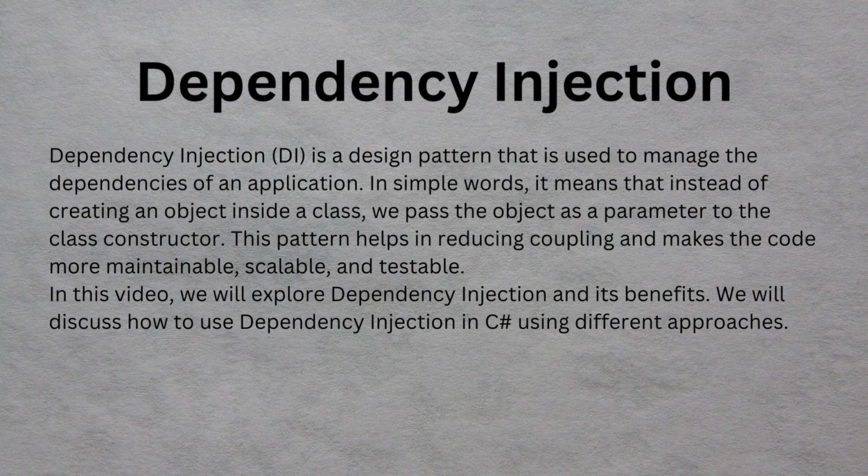Dependency injection, DI, is a design pattern that is used to manage the dependencies of an application. In simple words, it means that instead of creating an object inside a class, we pass the object as a parameter to the class constructor. This pattern helps in reducing coupling and makes the code more maintainable, scalable, and testable. In this video, we will explore dependency injection and its benefits. We will discuss how to use dependency injection in C# using different approaches.